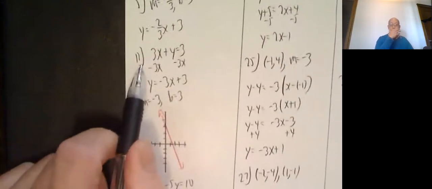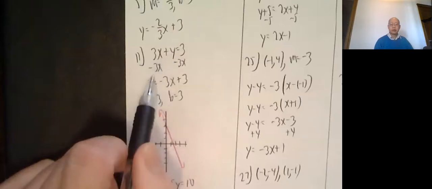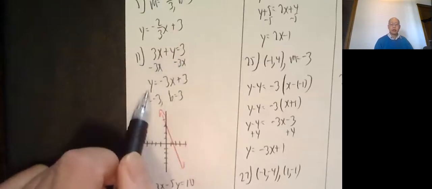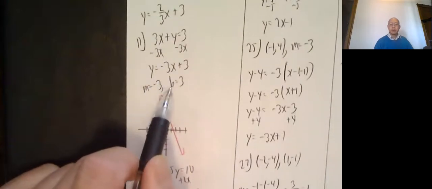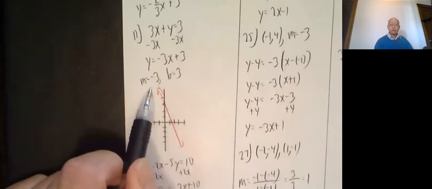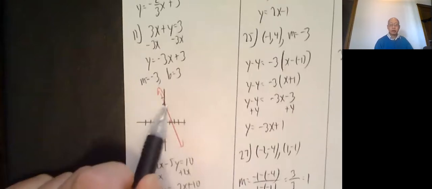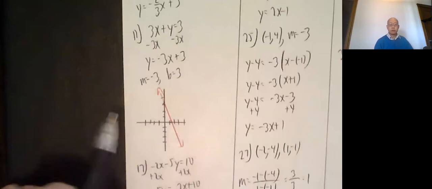Number 11, 3x plus y equals 3. Make it look like y equals mx plus b, so I subtract 3x on both sides. Y equals negative 3x plus 3. So the slope is negative 3. The y-intercept is 3. So I go to 1, 2, 3. Slope is negative 3. That's like negative 3 over 1. So I go over 1, down 3, and draw the line like so.